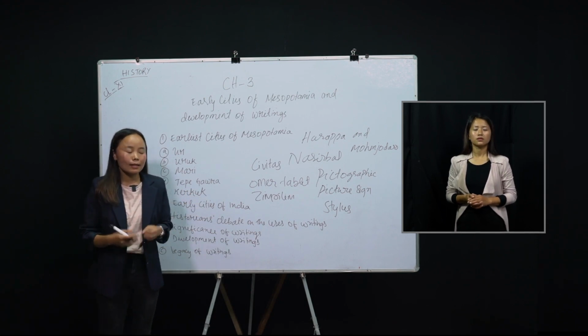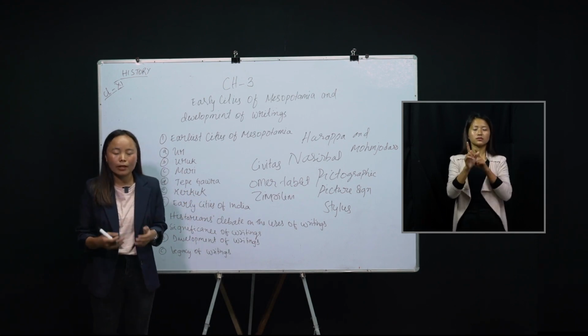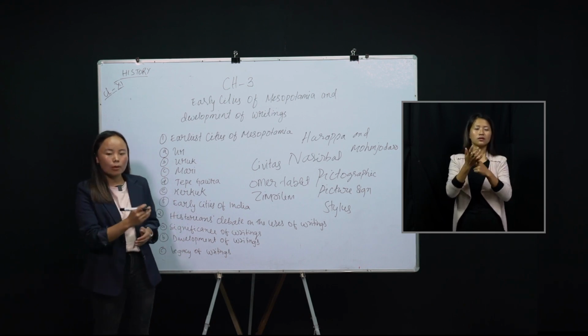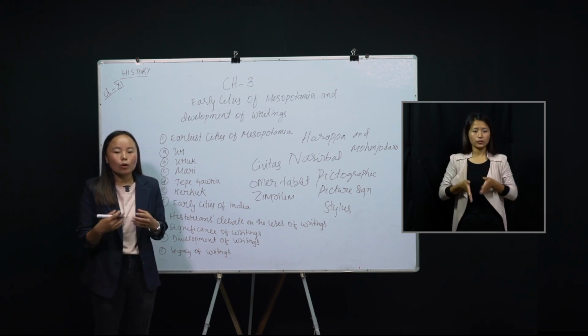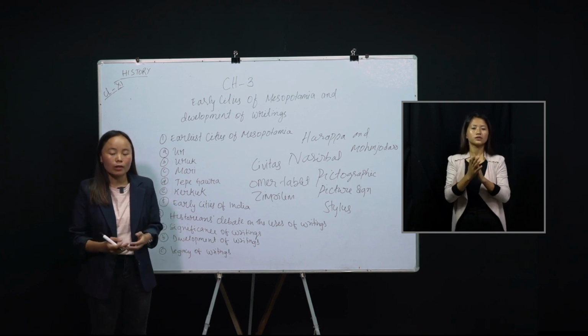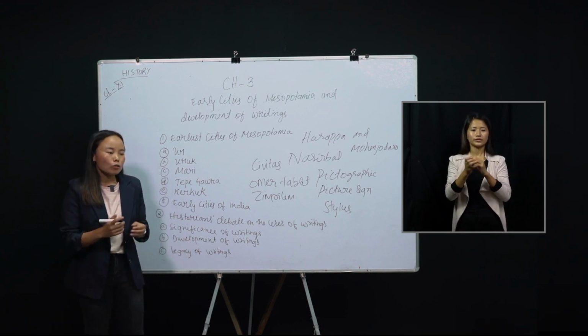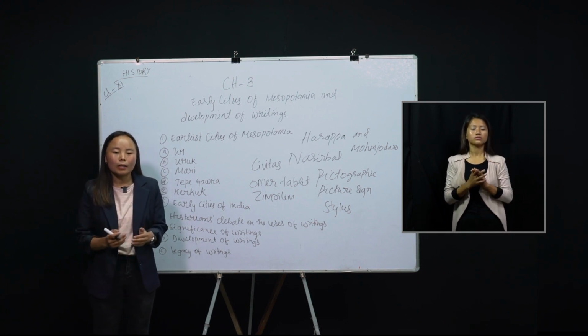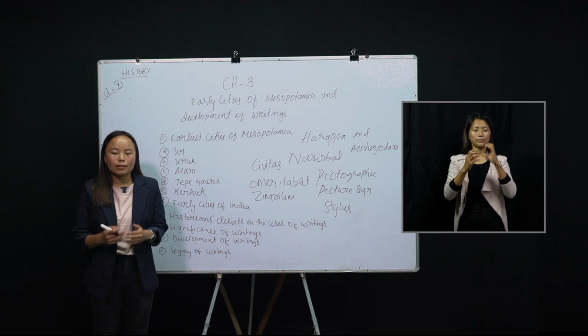And what is a stylus? A stylus is an instrument for writing, having a triangular tip. This gave each stroke the shape of a wedge, and therefore the whole system is called cuneiform, or wedge shape. By 2600 BC, the script became cuneiform and the language was Sumerian.